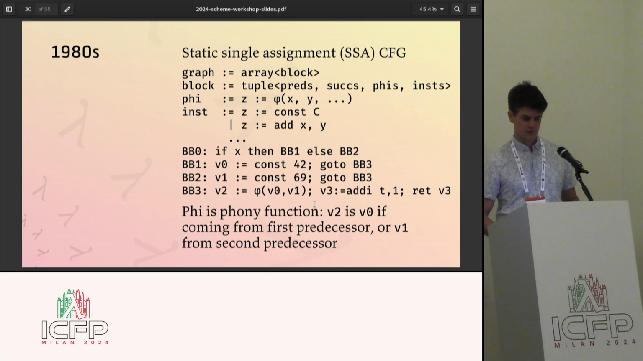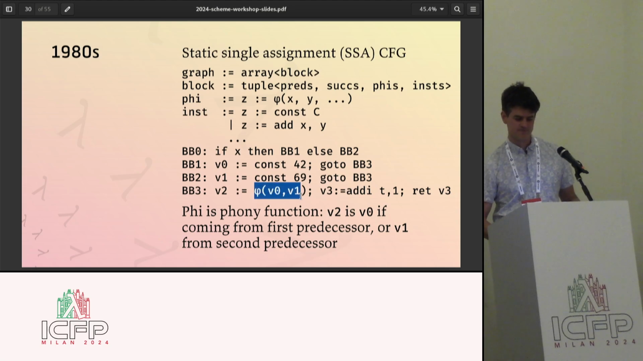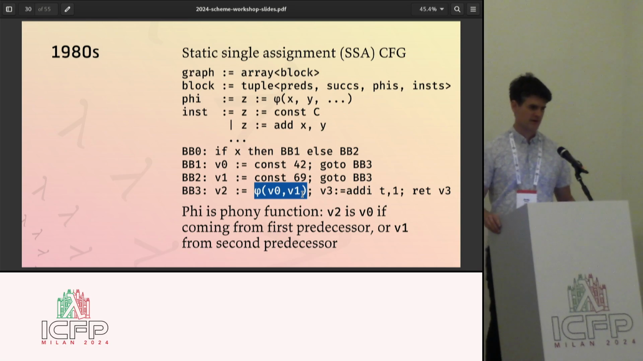So your program is still a graph. Your graph is an array of blocks. Your blocks have predecessors, successors, and then these phis and instructions. And a phi is this funny function here. Your instructions are the same functions. But the novelty here is that on these 2 branches of the if, we're defining different variables. And then when we come to the control flow join, we say v2 is going to be either v0 or v1, right? And phi, as most people know, it's kind of a backronym in a way.